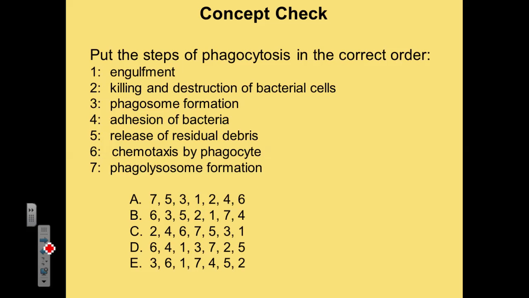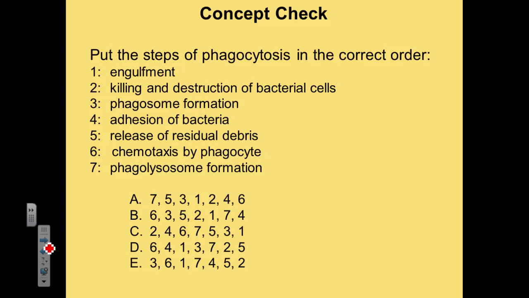So, concept check class. What are the steps of phagocytosis? Put them in the correct order. You can rewind the video, check your notes, or check your textbook. Go ahead and pause it and get me the answer. 1, 2, 3, 4, 5.